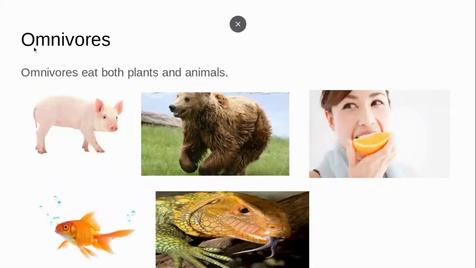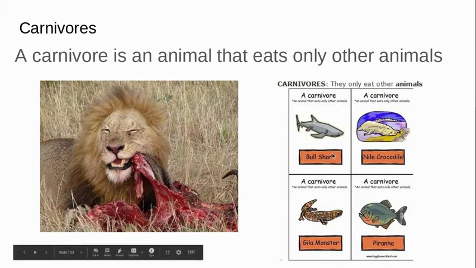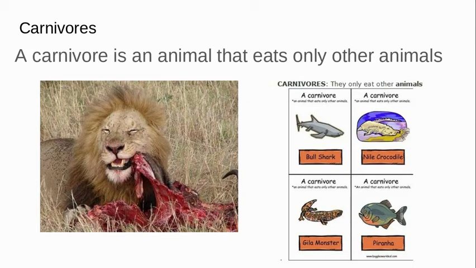Oh, by the way, prefix omni means many or all. Like if you're talking about the omniscient voice in language arts. Okay, omni. Next word is carnivore. The prefix carni or carne, you probably have learned in Spanish class, means meat. A carnivore is an animal that only eats other animals. And here are some examples: crocodile, bull shark, Gila monster, piranha. All those are pretty exciting to watch documentaries on. I'm sure you have. So carnivores, they only eat other animals.